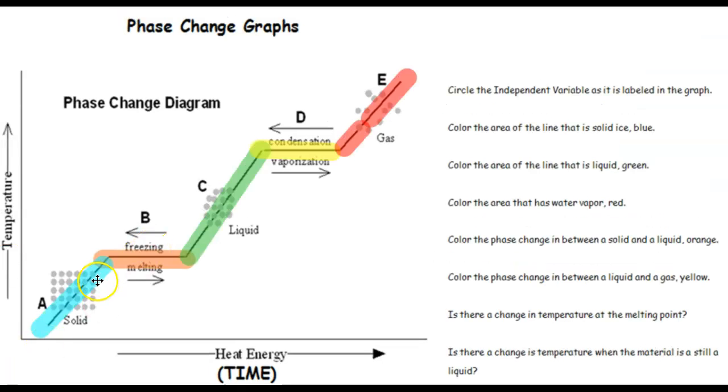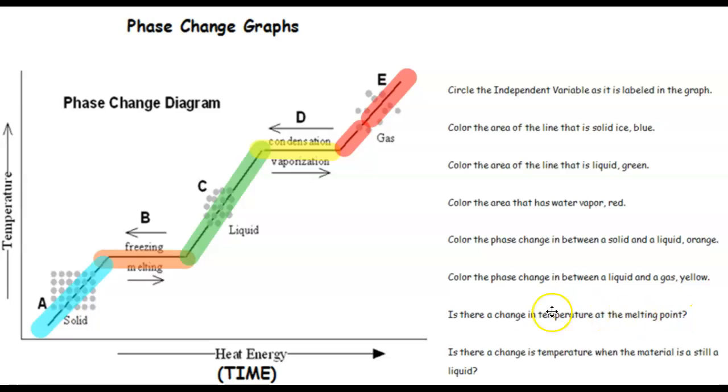Now we've colored in the different parts of the graph so that we know where the solid, liquid, gas are, the melting, and boiling point. Now it's important to see that if we go in the other direction, if we reverse everything, we are condensing from gas to liquid or freezing, or solidifying liquid into solid. Okay. Here are some questions we need to know.